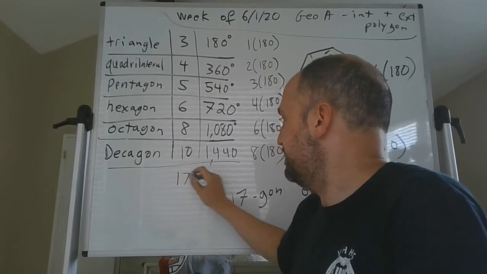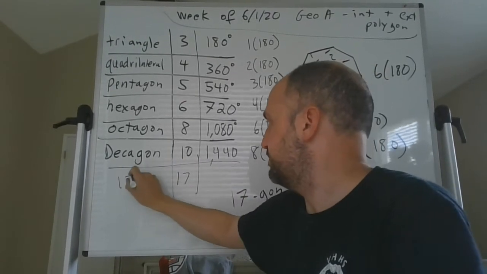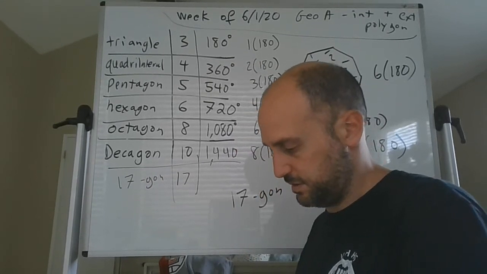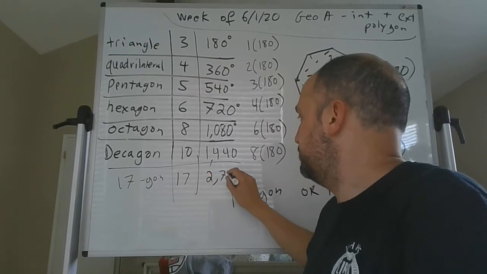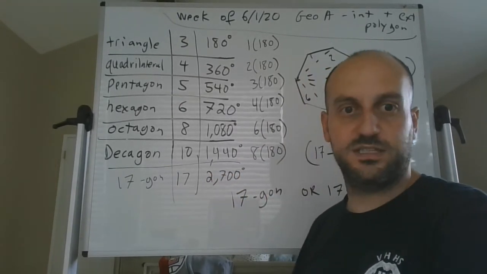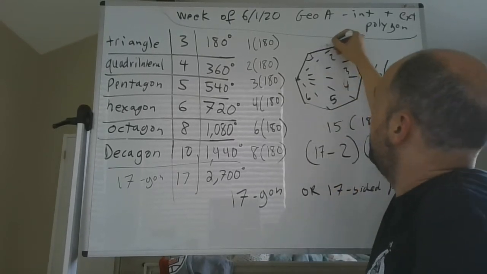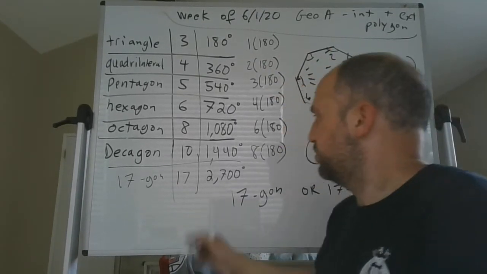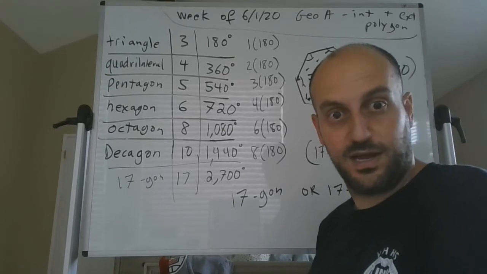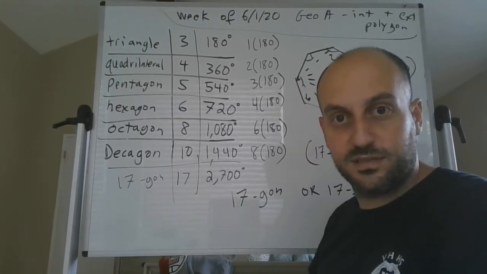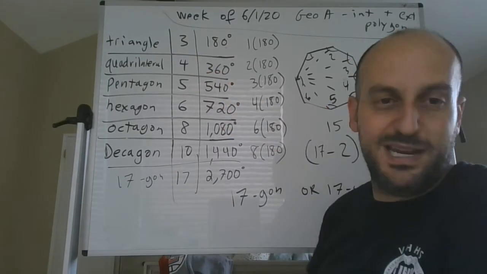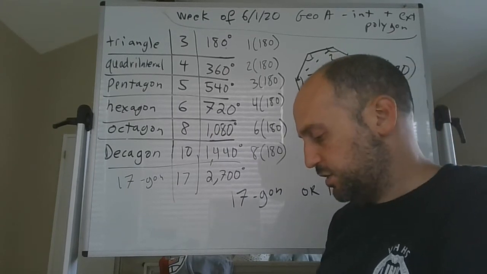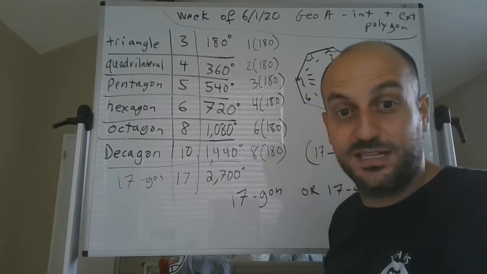So something that has 17 sides, a 17-gon, that'll be 2,700 degrees, the sum of all its interior angles. That means if you add up all the interior angles, all 17 of them, you'll have 2,700. And it makes sense. The more sides you have, the more angles you have. The more angles you have, the more the total degrees is going to be. A triangle only has 3 angles. It adds up to 180. It's not that much. A hexagon has definitely more. It adds up to more. So that's kind of the gist of how interior angles work.